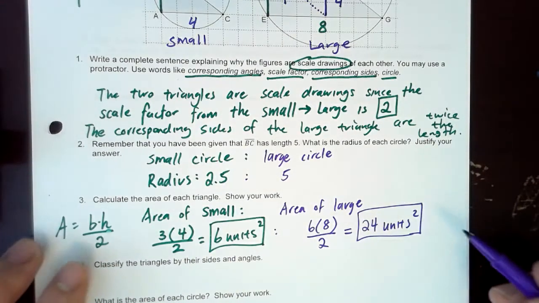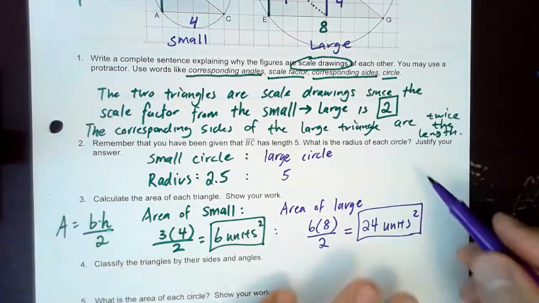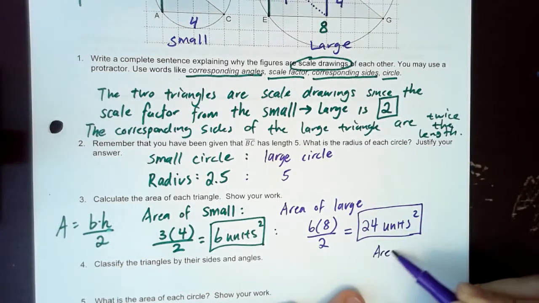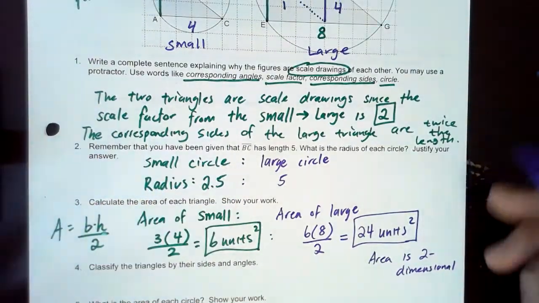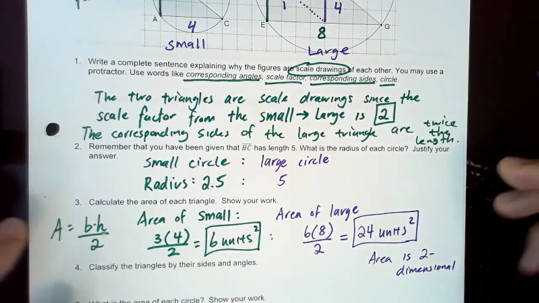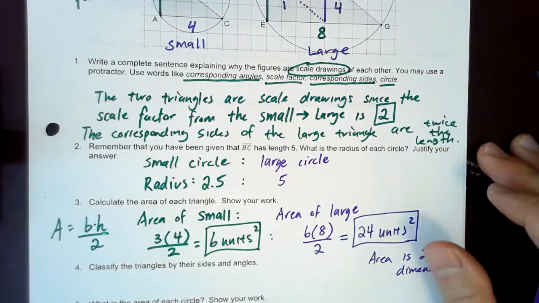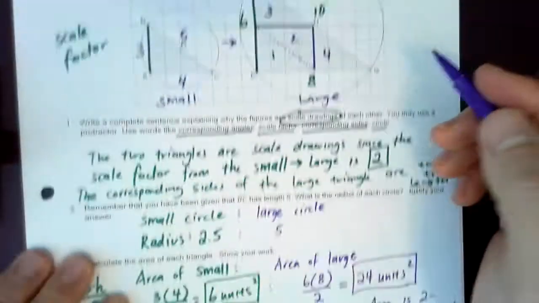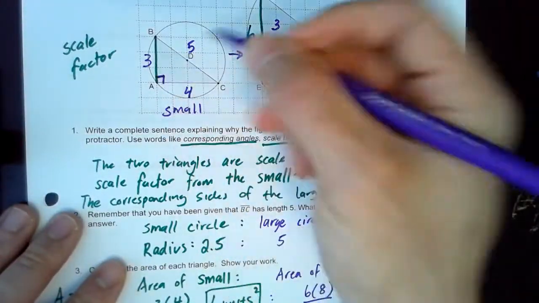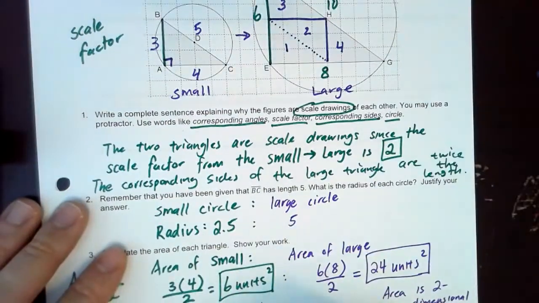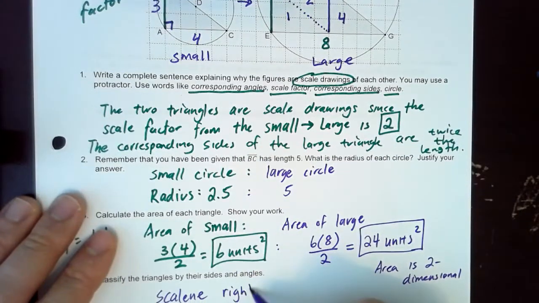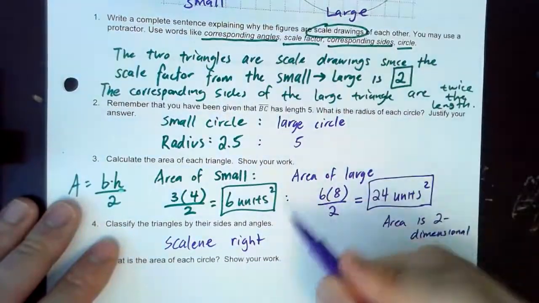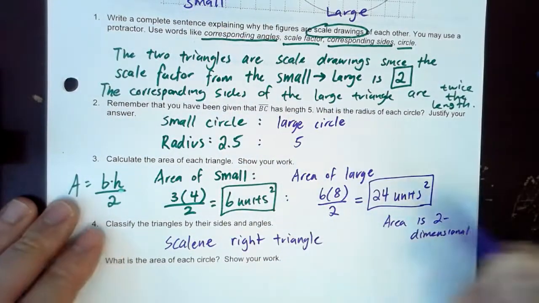And it's really because area is two-dimensional, right? So I'm going to just write right here, area is two-dimensional. And if it's two-dimensional and you multiply each dimension by 2, you're actually going to make the overall area 4 times larger. Okay? Classify the triangles by their sides and their angles. Well, it does look like the triangles have a right angle right here, and all the sides are different. So we know that the triangles are first and foremost scalene. We also know that it's a right because the angle is right, and it's a scalene right triangle.